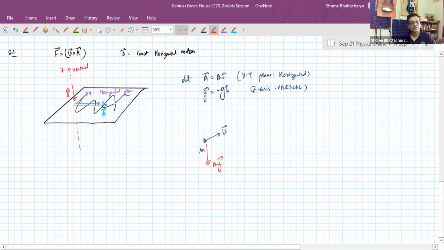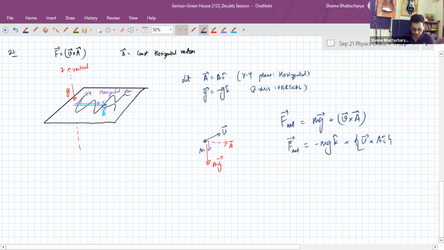Now suppose you assume v is something like this and A is a vector like this. Then v cross A in this case would be in the downward direction or whatever. But the net force on this particle would be mg plus v cross A. So it would be minus mg k cap plus v cross A i cap. This would be the net force.